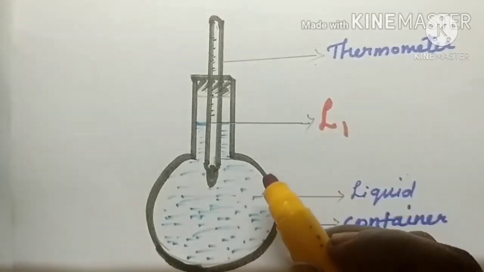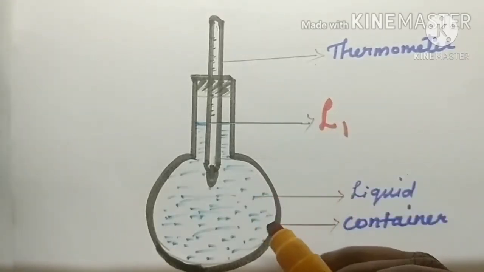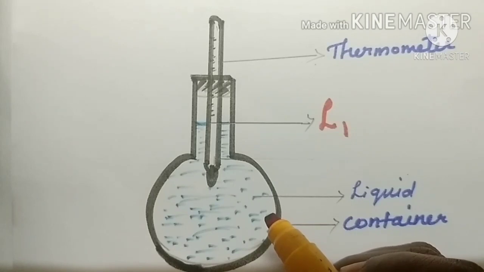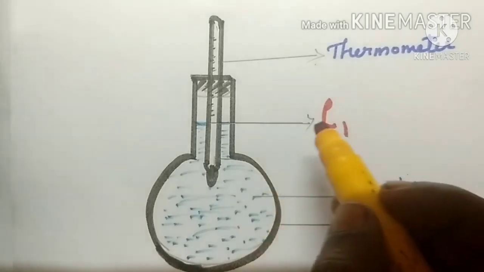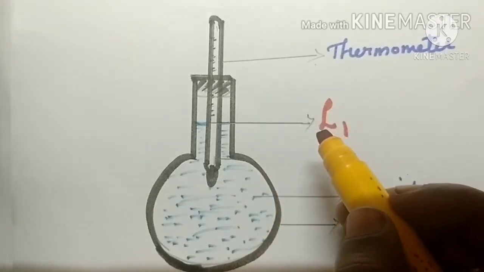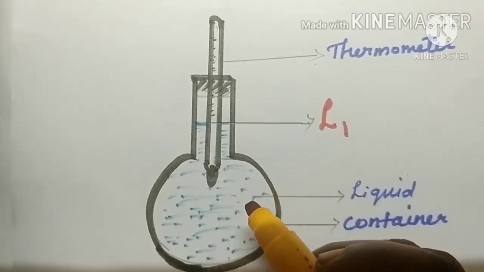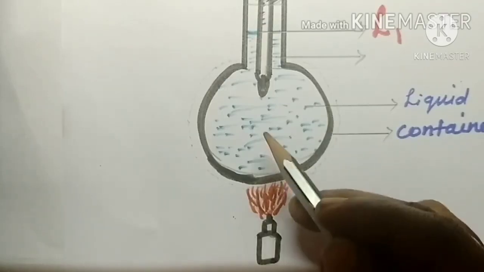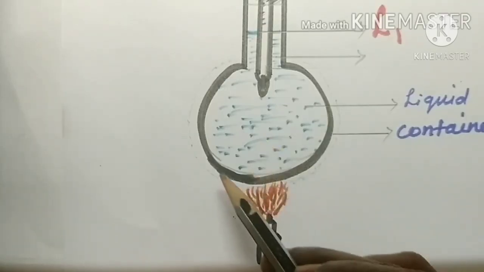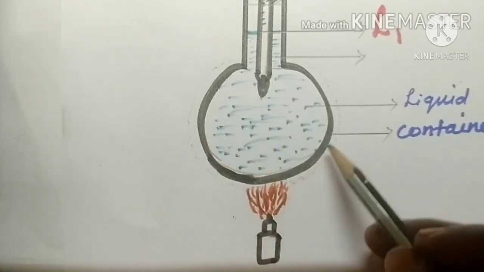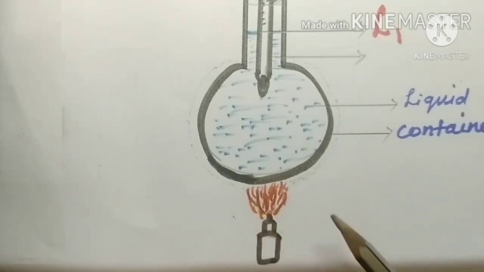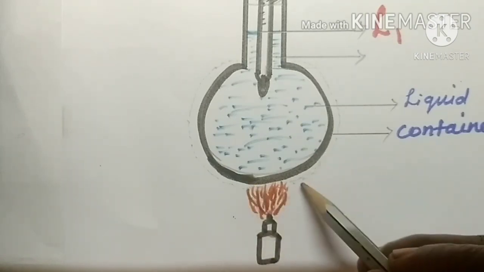The liquid whose real and apparent expansion is to be determined is poured in a container up to the level of L1. Now what we have to do? We have to heat the container. If we start to heat, what will happen here? The container will start to expand.